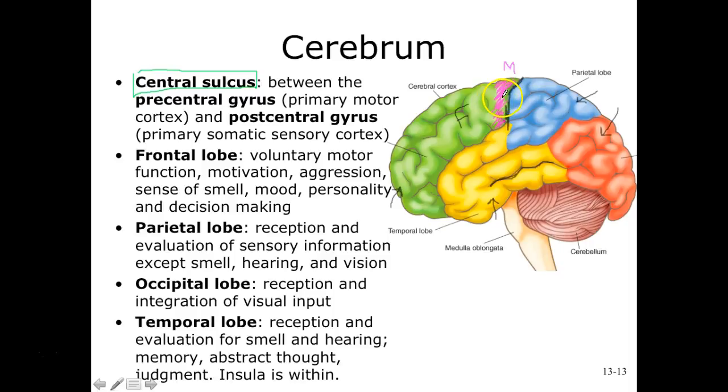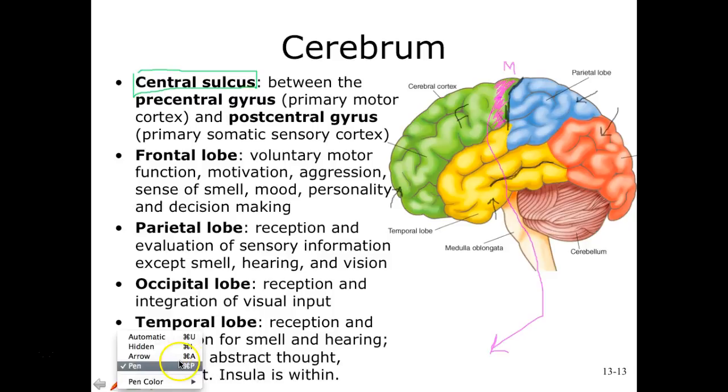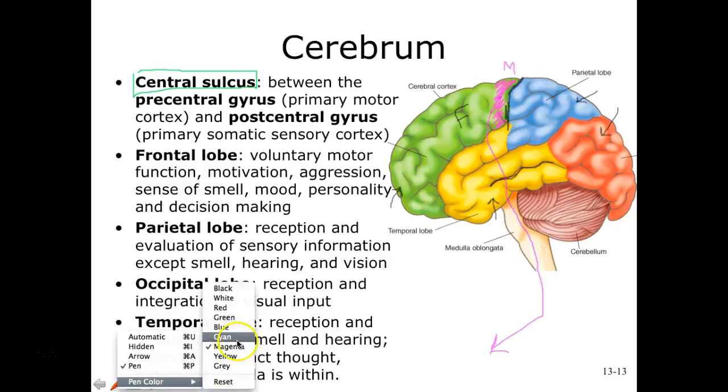This means information from this area is carried from a neuron down to our spinal cord, and then will go out, let's say in the upper limb. The other thing our central sulcus divides out is going to be our post-central gyrus.